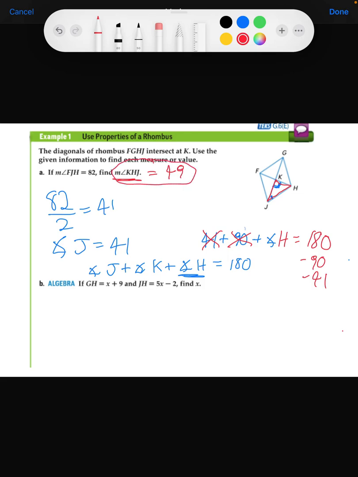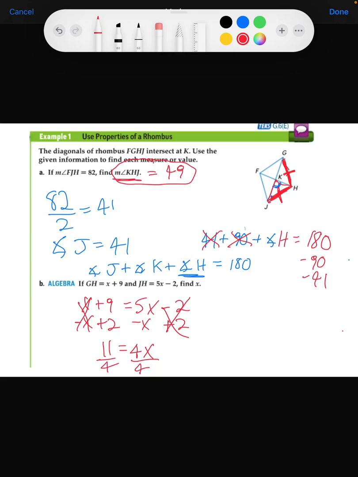Next we have GH, so this part right here, and JH, this part right here. We know if it's a rhombus, they're going to be equal to each other. So we can just go ahead and set the two equations equal to each other. x plus 9 equals 5x minus 2. And then we're just going to solve for x here. So let's subtract x on both sides. We'll add 2 on both sides. So we get rid of the 2's. We have 11 equals 4x. Divide both sides by 4. We get x equals 2.75.